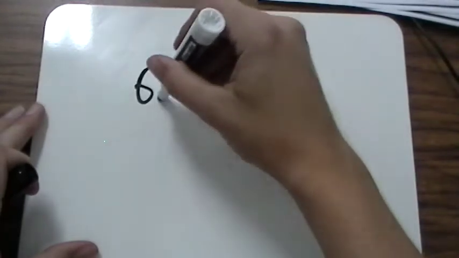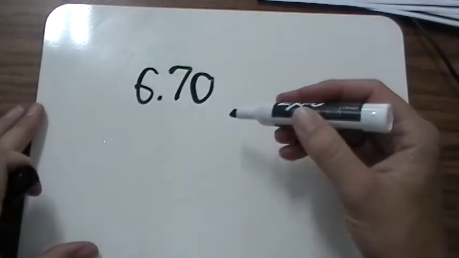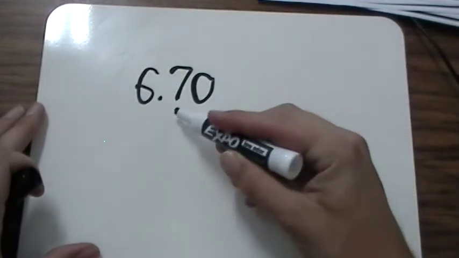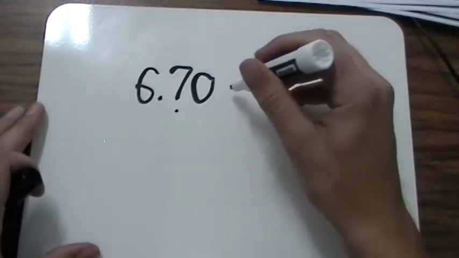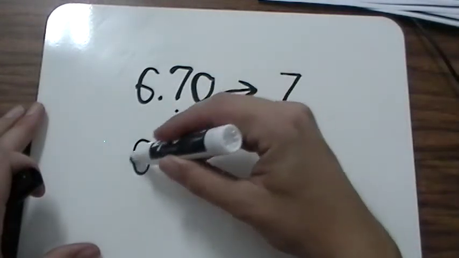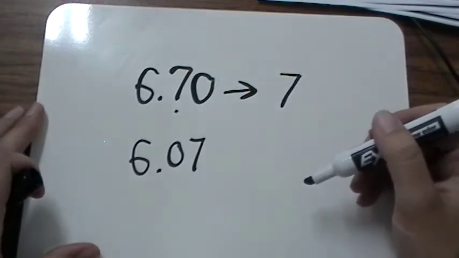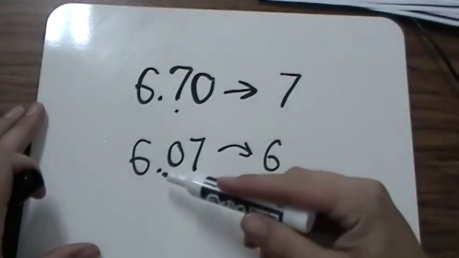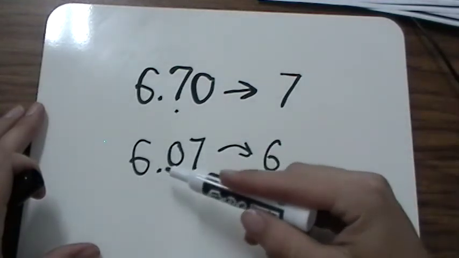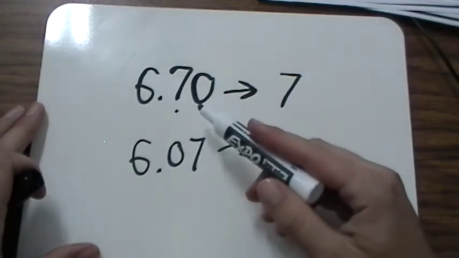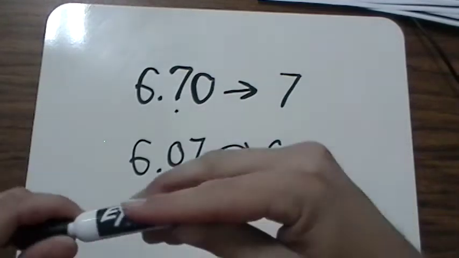So, if you have $6.70, should you round up to $7 or down to $6? Remember the rule of the magic 5. You're going to round up. So this becomes 7 wholes. But what if it was $6.07? You're actually going to round down to $6 on this one. Why? Because of this 0. 0 is right before the 7, which is smaller than 5. Even though they both have a 0 and a 7, there's a big difference between 70 cents and 7 cents. So I round down to 6.